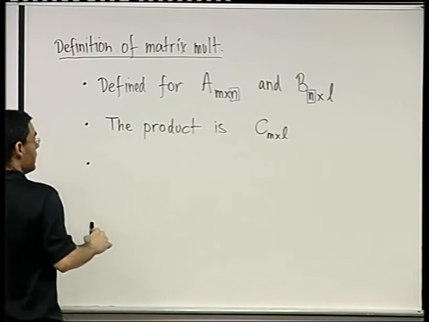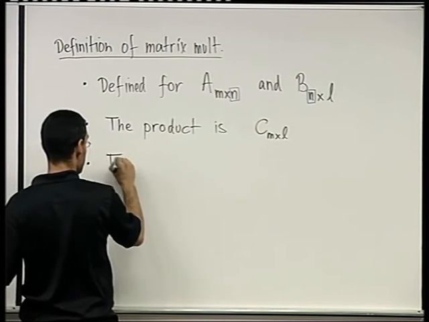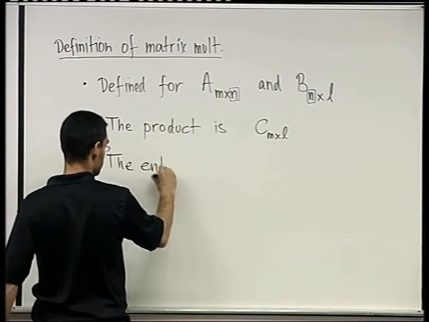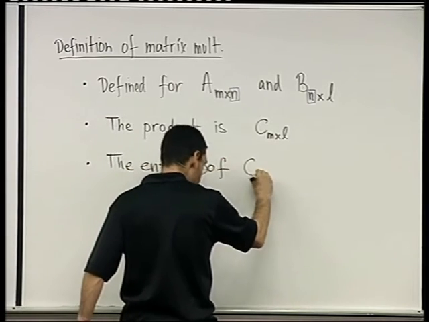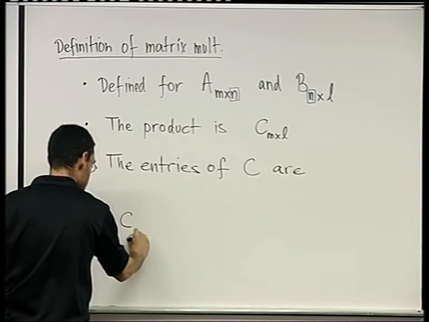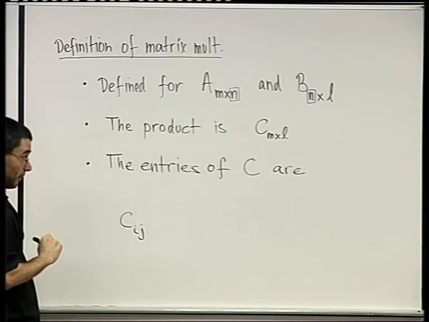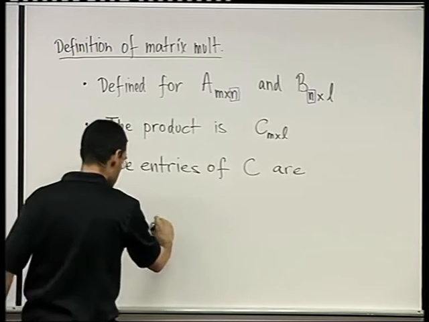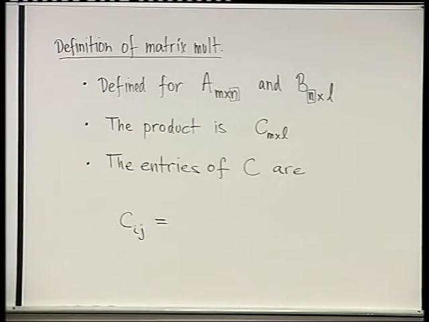Now, the big issue is the entries. So the entries of C are, so what is the ijth entry in the matrix C? The ijth entry is what? Let's go back to the example and understand what we did.